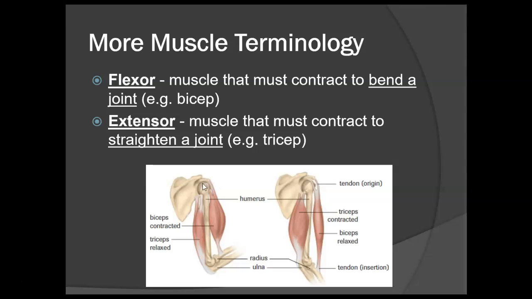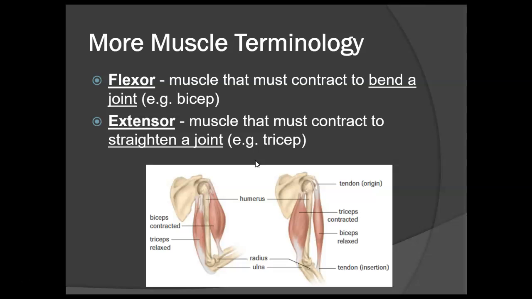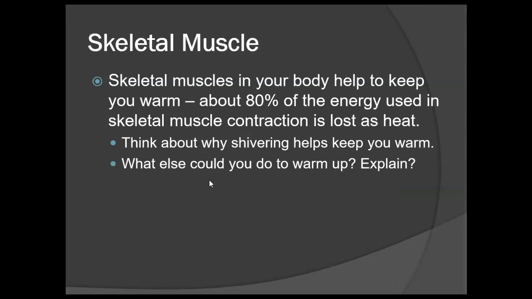So you can see there's a couple of tendons up here for the top of the biceps, a couple of tendons up here for the top of the triceps. Notice how the tendon wraps around underneath and to straighten when it attaches to the ulna. So it's kind of interesting. So flexors and extensors, antagonistic, contract, relax, those are all terms that we use to describe muscles. Skeletal muscles in your body also help to keep you warm. Interestingly enough, about 80% of the energy used in a skeletal muscle is lost as heat.